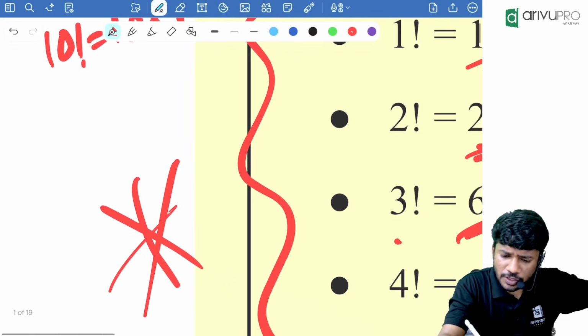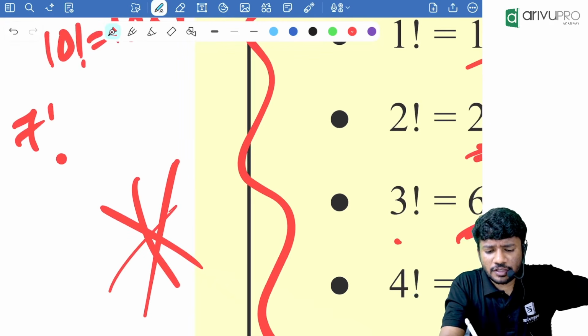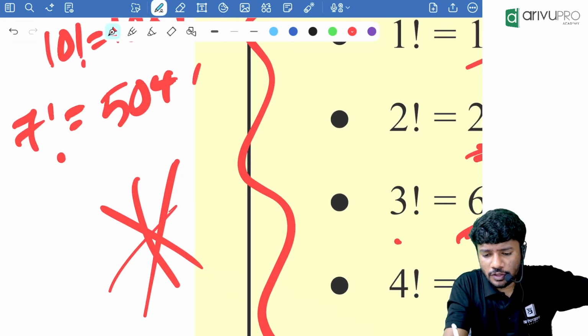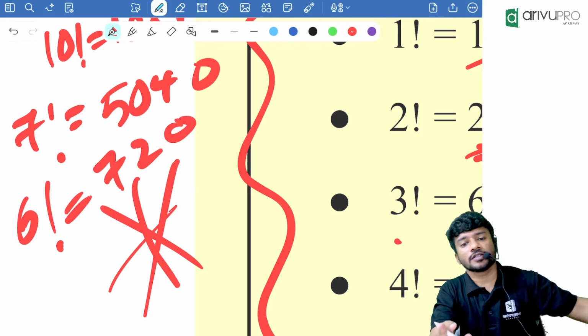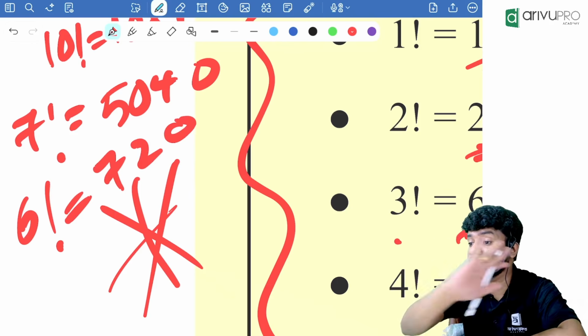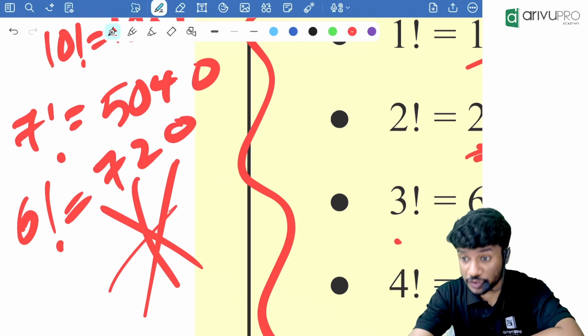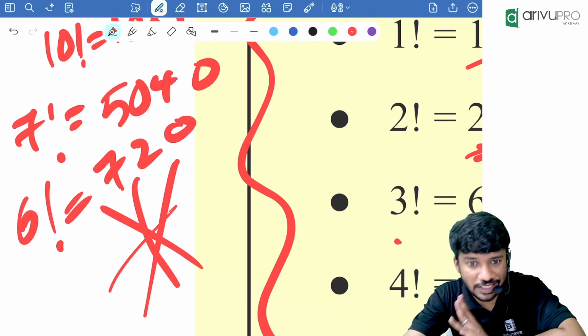Now then my next question. 7 factorial is how much? 5040. 6 factorial is how much? 720. So people, these basic factorials are very important. We will be using them throughout this chapter.